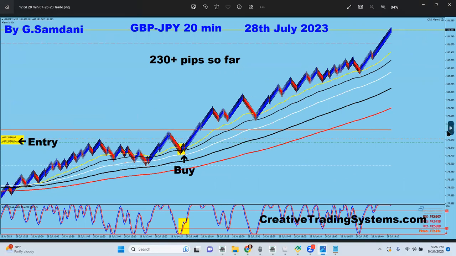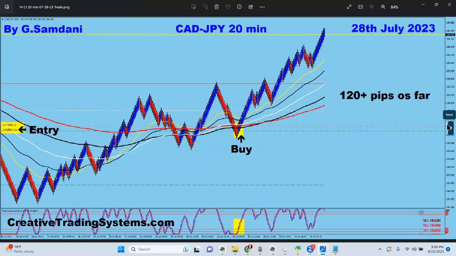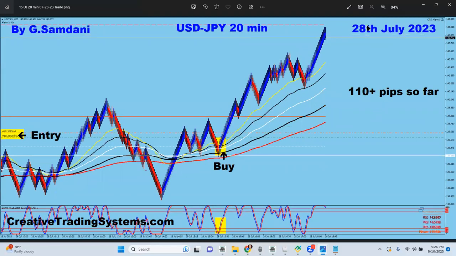Boom. Entry is right here, buy entry, and SL moved to break even. Just like that, and my entry is by the book, by the setup. Perfect entry by the setup. Here, again, perfect by the setup, buy entries. Here, 120 pip in euro yen, two yen pairs. CAD yen, also 120 pip. This is the setup. And USD yen on the 28th, same day, this went up as well, 110 pip.